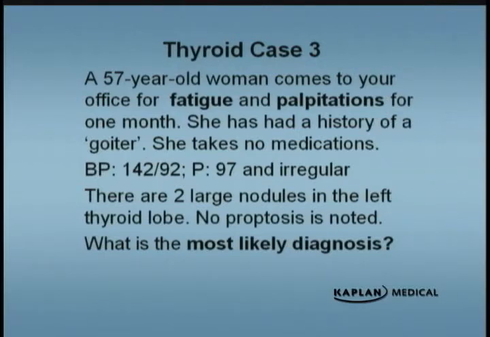There are 2 large nodules in the left thyroid lobe. No proptosis is noted. What is the most likely diagnosis here? From what we've said, you should know that older people come in with palpitations, right? She has a history of a goiter that was previously non-functional. Now she comes in with some symptoms of hyperthyroidism, and she probably has atrial fibrillation, and you find 2 large nodules, no proptosis, so it's likely not Graves' disease.